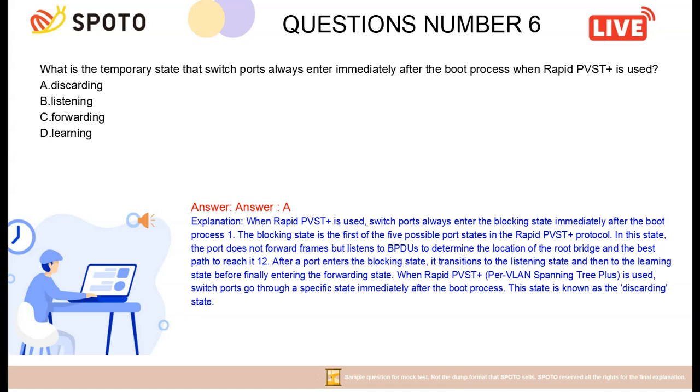When Rapid PVST+, per VLAN spanning tree plus, is used, switch ports go through a specific state immediately after the boot process. This state is known as the discarding state.